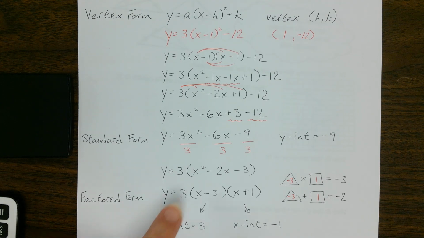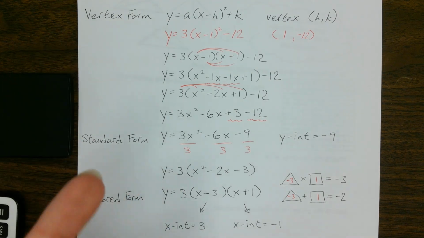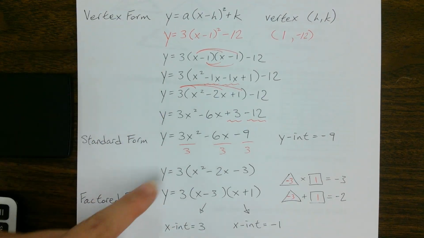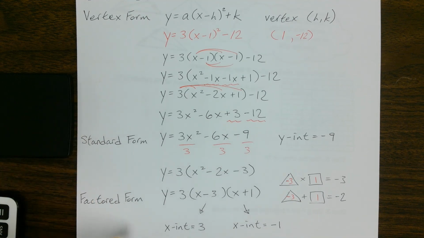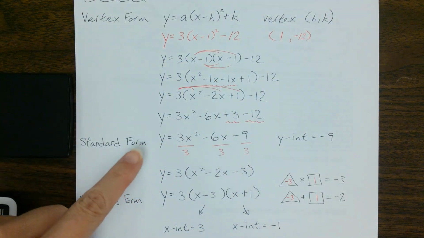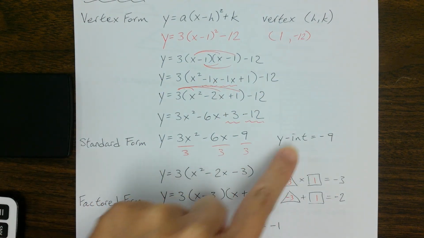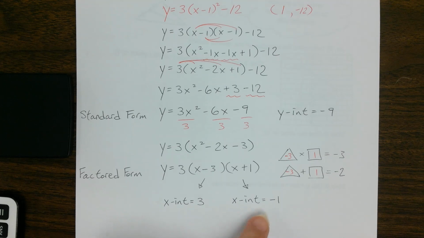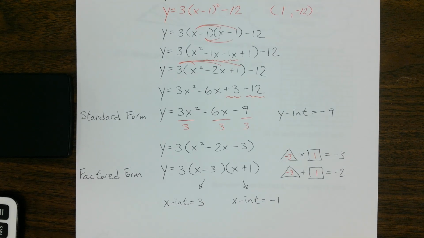So this example that I chose worked out very nicely because the numbers are nice. You can see the 3 different formats. Vertex form tells you the vertex. Standard form tells you the y-intercept. And factored form tells you the x-intercepts.